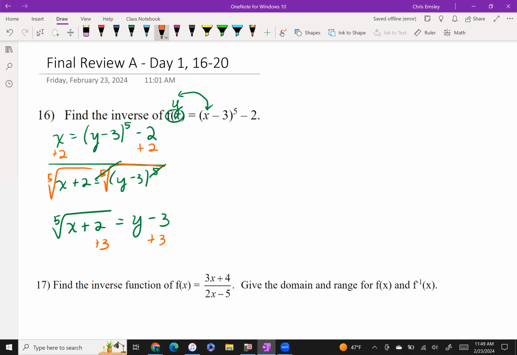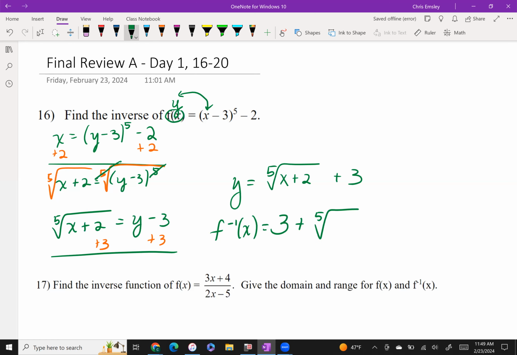Now be careful when you rewrite this, okay? So we now have y equals the fifth root of x plus 2, and then the plus 3 is not under the radical. So make sure you give yourself a little space there. If you wanted to write the 3 in front, just to be safe, it's a positive 3 and a positive radical. So either one of these answers works for our inverse function.